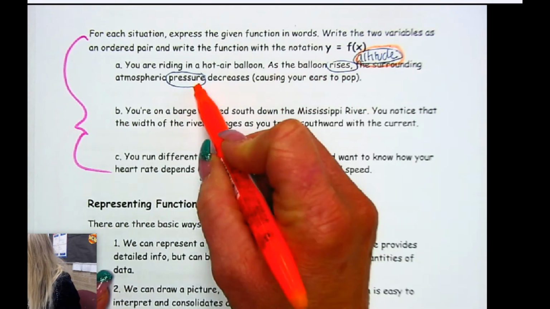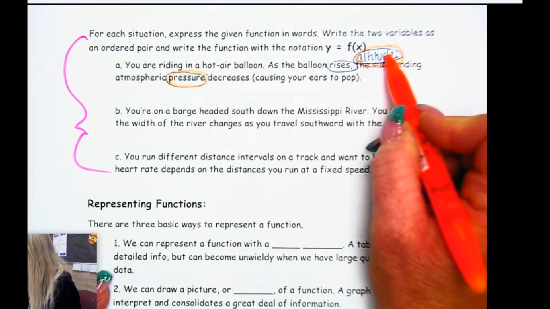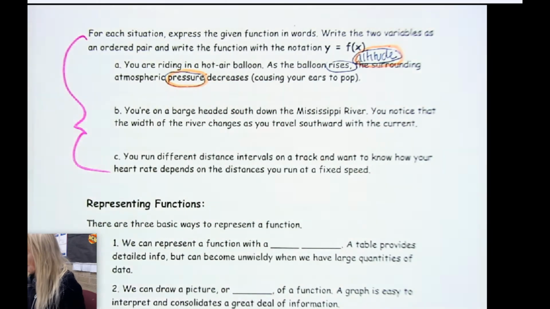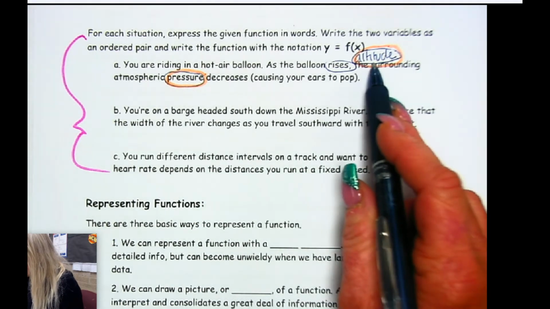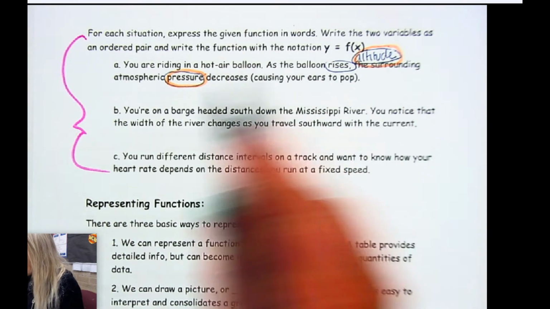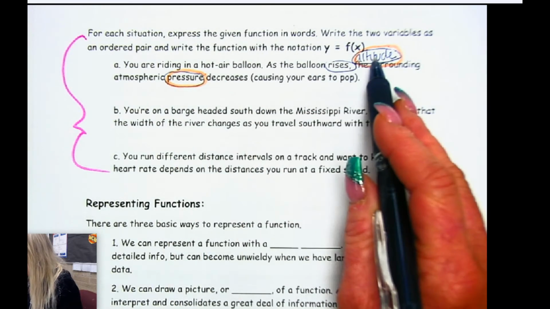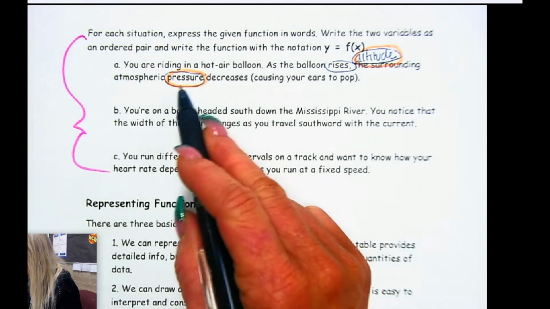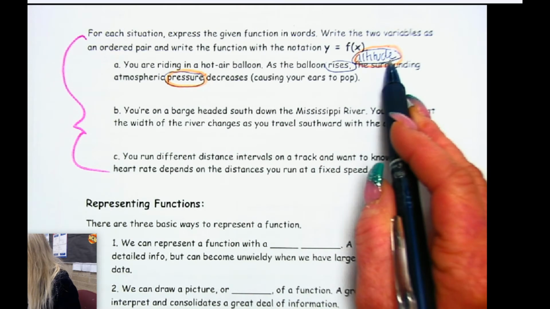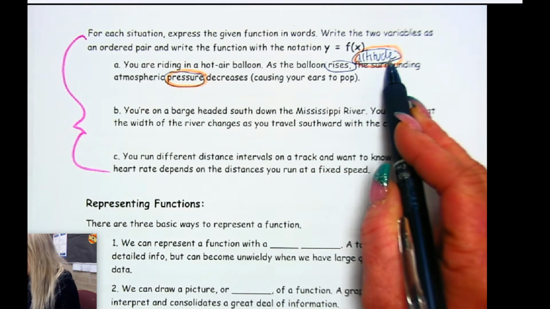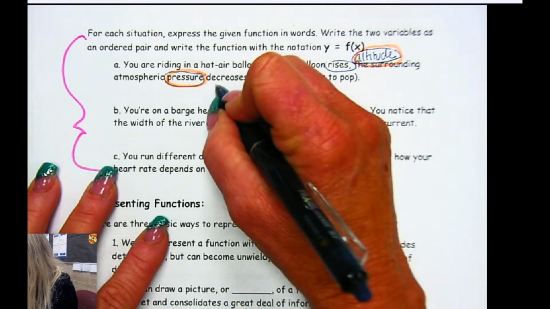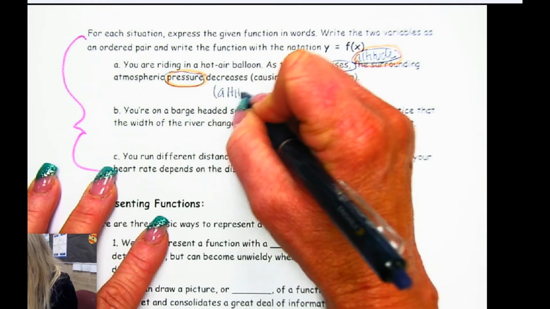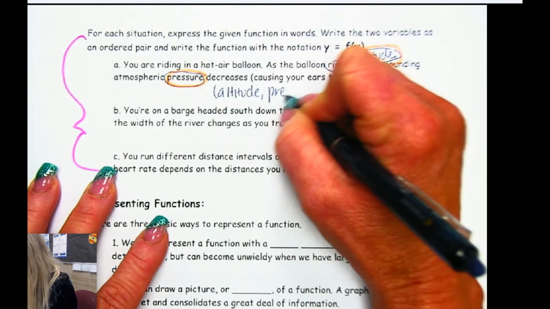Does the pressure depend on the altitude, or does the altitude depend on the pressure? All right, well, the altitude is the independent variable because the pressure that you're experiencing, the atmospheric pressure, is dependent on how far up you are, what your height is, your altitude. So in this case, it's going to be altitude and pressure.